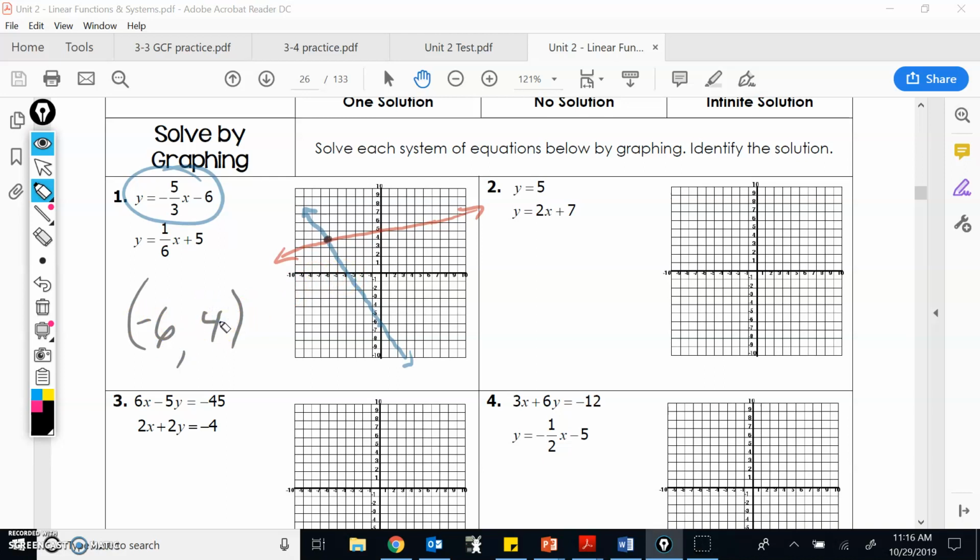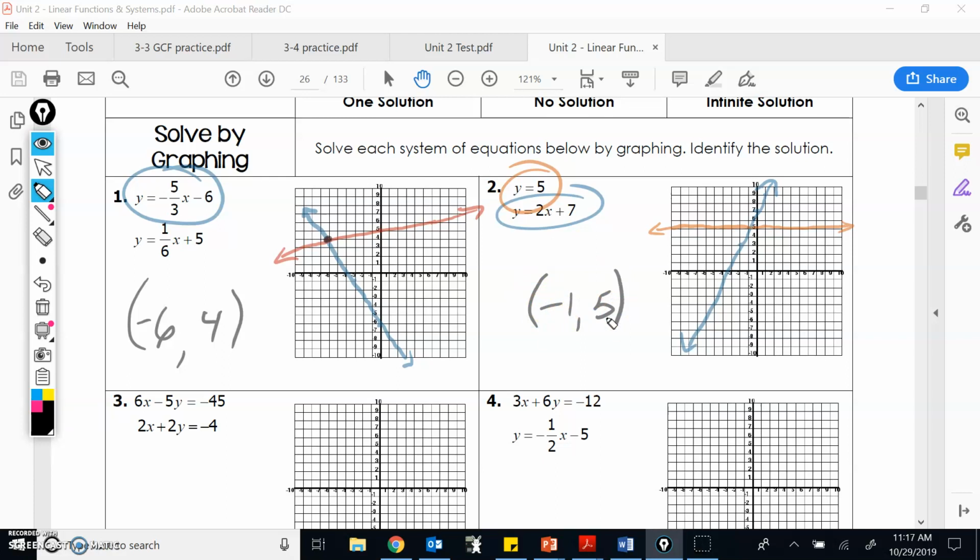Let's do another one. Let's do number two. This one's already in slope-intercept as well. The first one, y equals 5, looks like the horizontal line at 5. And then the other graph, y equals 2x plus 7, cross at 7. And you're going up 1/2, just like that. And they cross at the point -1, 5.